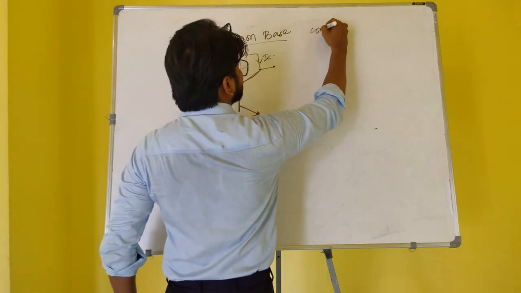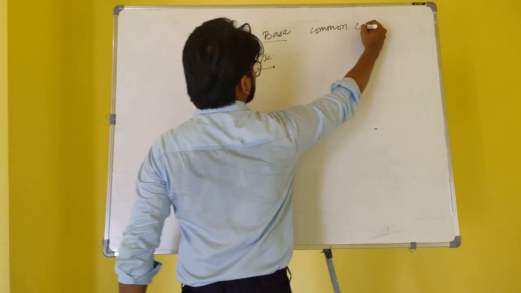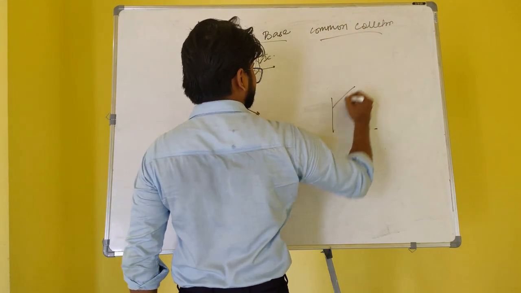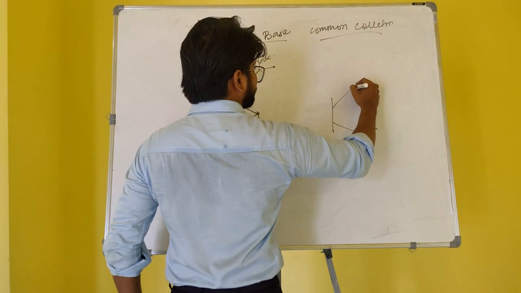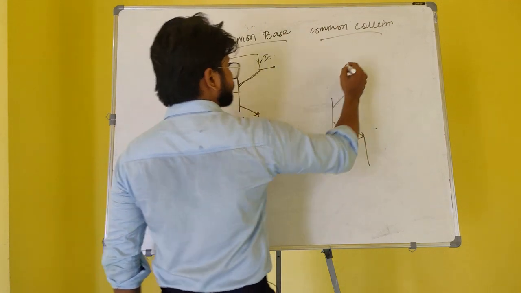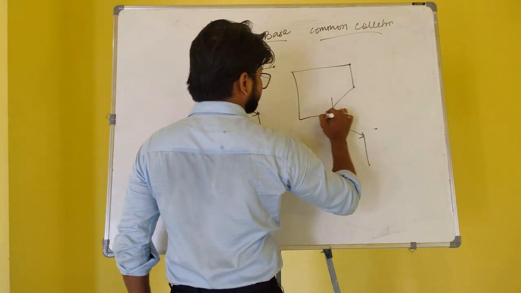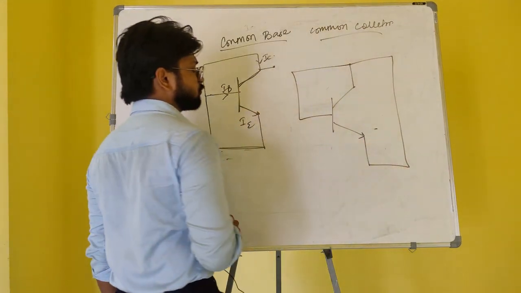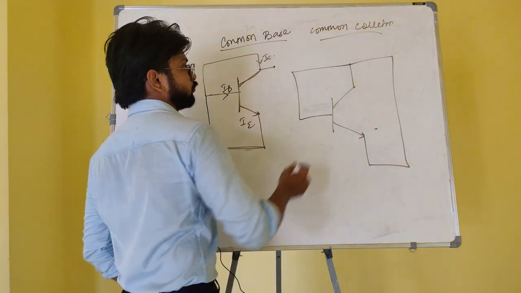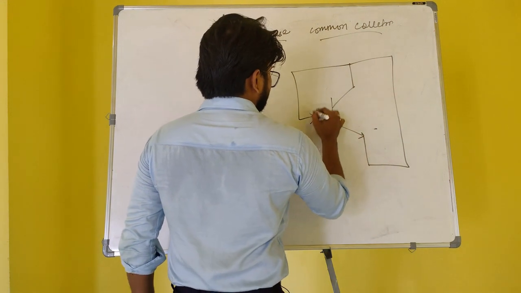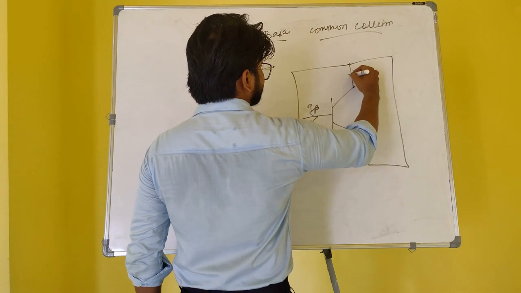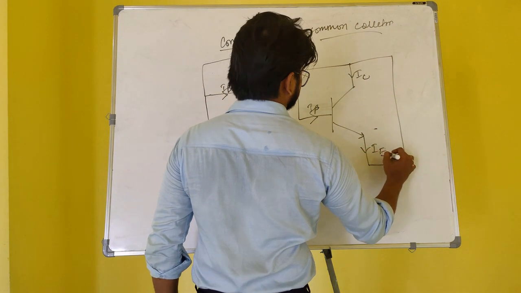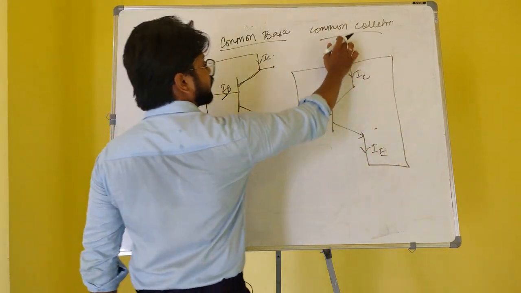Then the common collector configuration. So this is the collector. The collector is connected to the base as well as to the emitter. So this is the base current IB, the collector current IC, and the emitter current IE. So this is the common collector configuration.